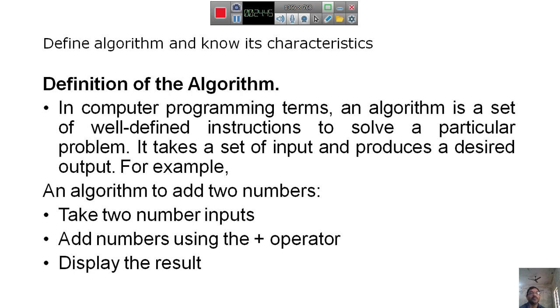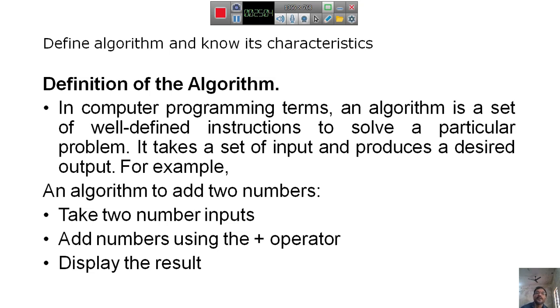Definition of algorithm: in computer programming terms, an algorithm is a set of well-defined instructions to solve a particular problem. It takes a set of input and produces a desired output. For example, an algorithm to add two numbers: take two numbers as input, add the two numbers using the plus operator, display the result.